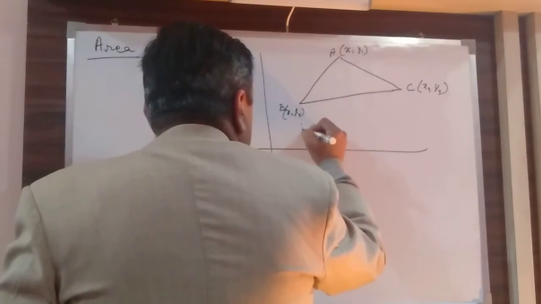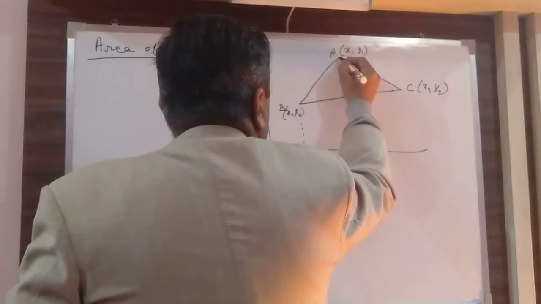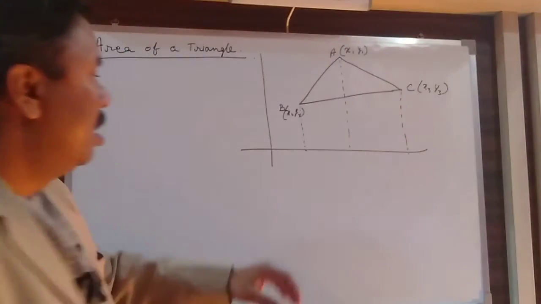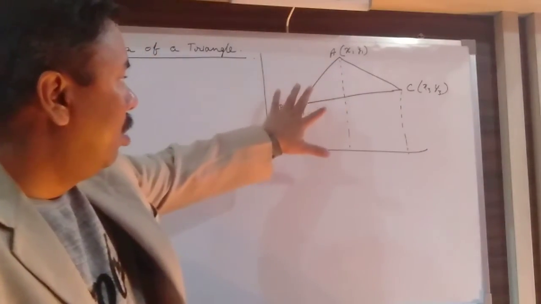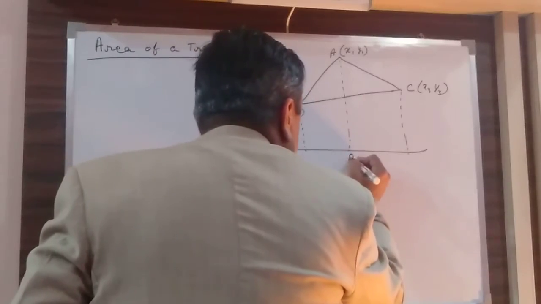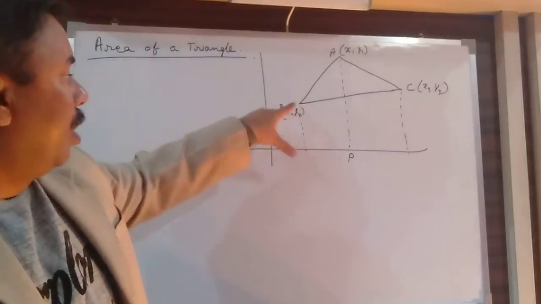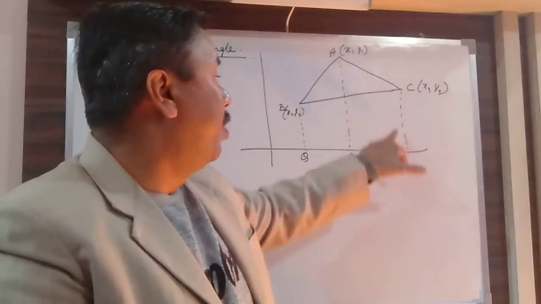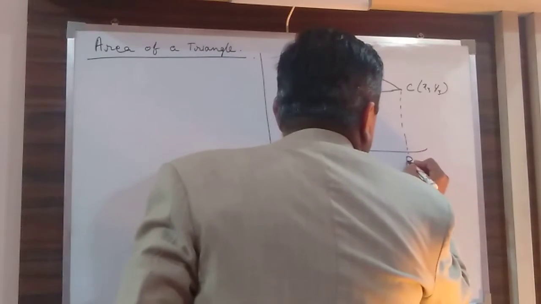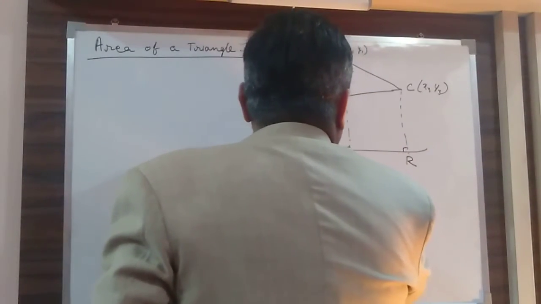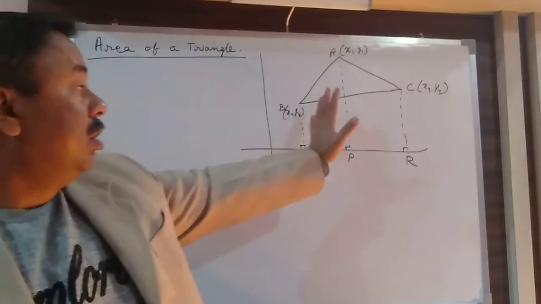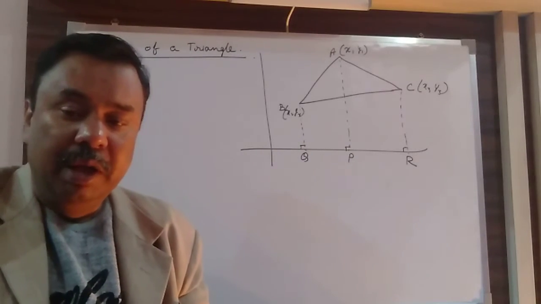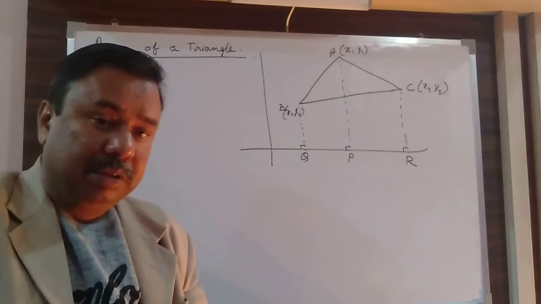I will draw lines perpendicular to the x-axis like this. Suppose the perpendicular drawn from A falls on P, the perpendicular drawn from B falls on Q, and the perpendicular drawn from C falls on R. Clearly all three perpendiculars will be parallel to each other. Okay, let's take an indirect method.